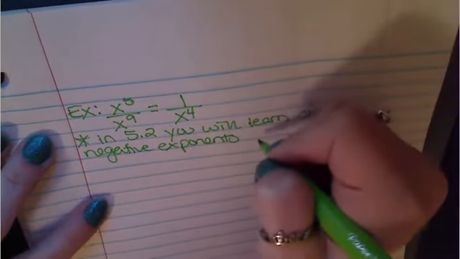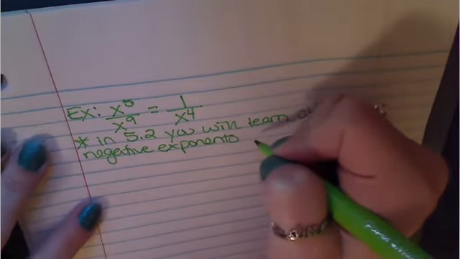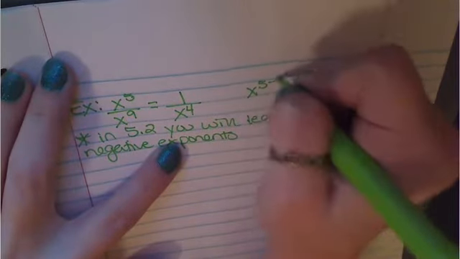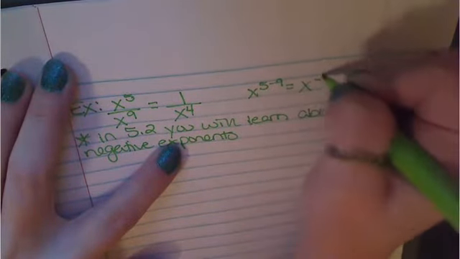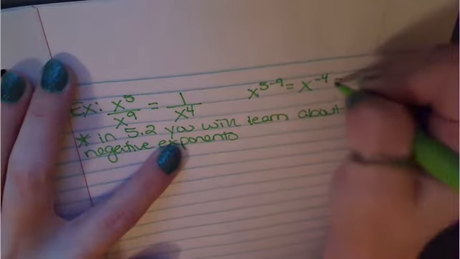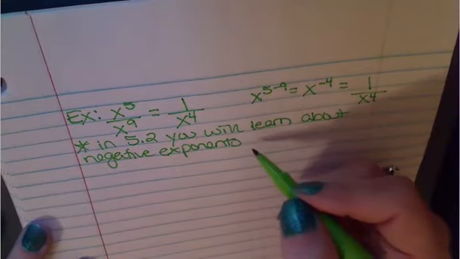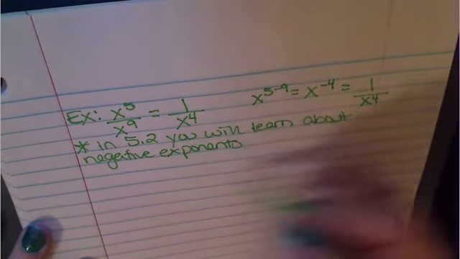And so that's where you're going to cover this, where if you would have taken x to the 5 minus 9, you would have gotten x to the negative 4, which equals 1 over x to the 4th. You're going to cover that more in 5.2, but you kind of see it right here when you're doing the quotient rule as well.